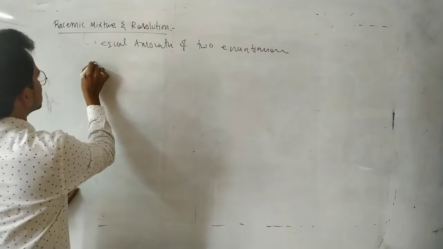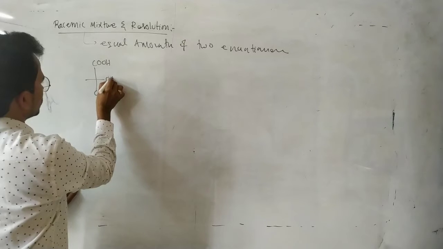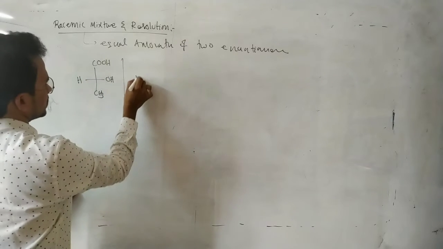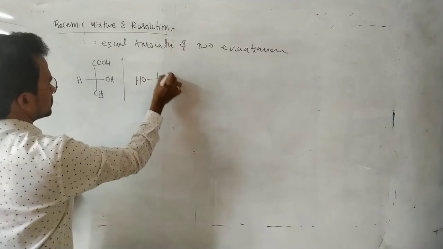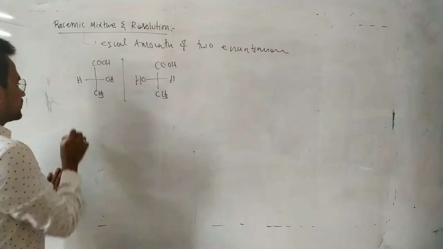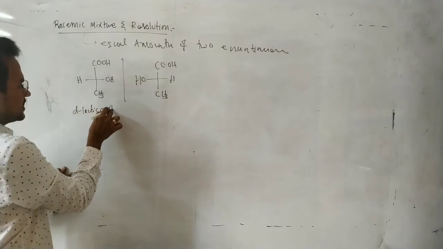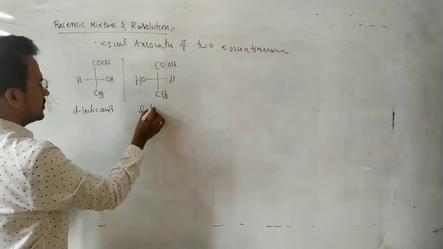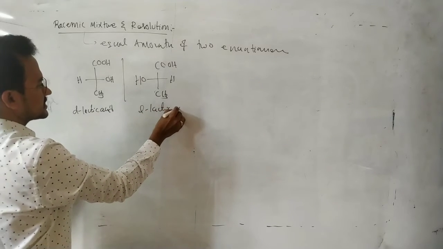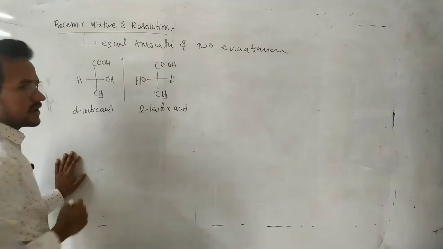You see this one, suppose it is lactic acid: CH3, this is OH, hydrogen. Now here its mirror image, that means the enantiomer, CH3. Suppose it is D-lactic acid. If it is dextro, the other is levo. So levo lactic acid.